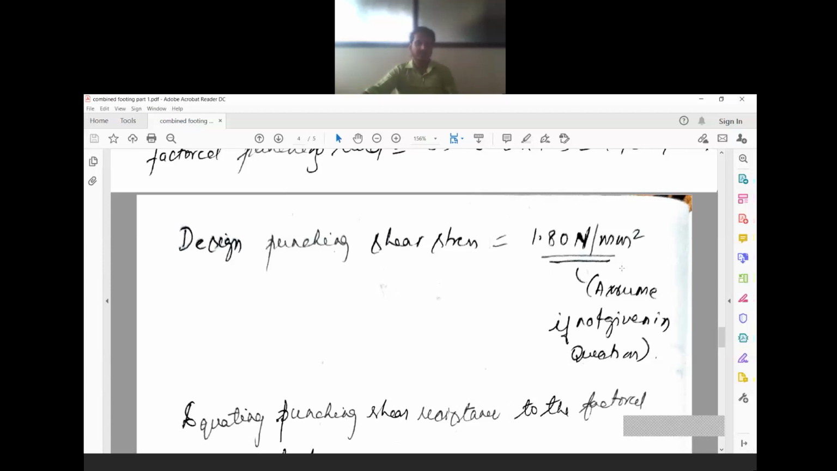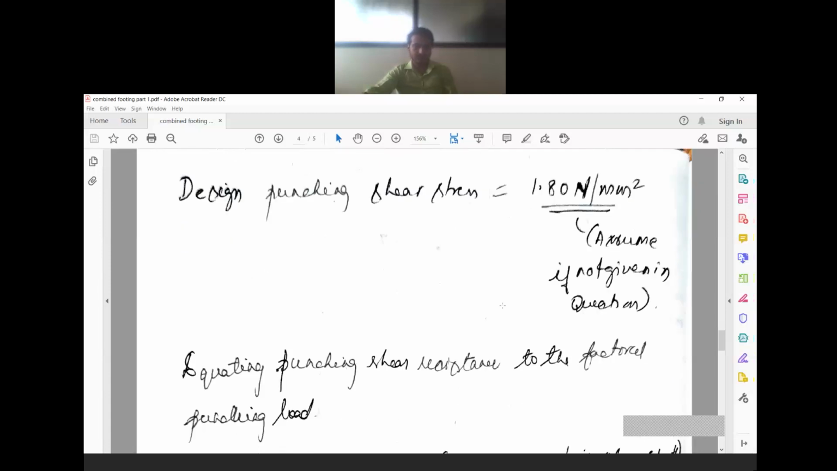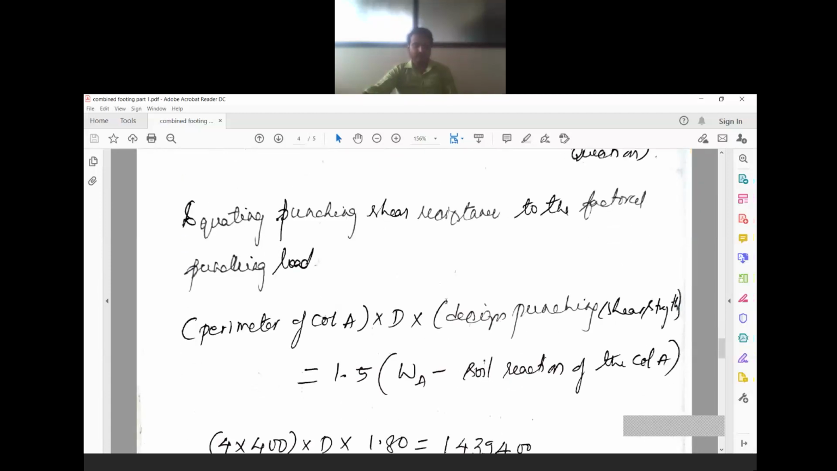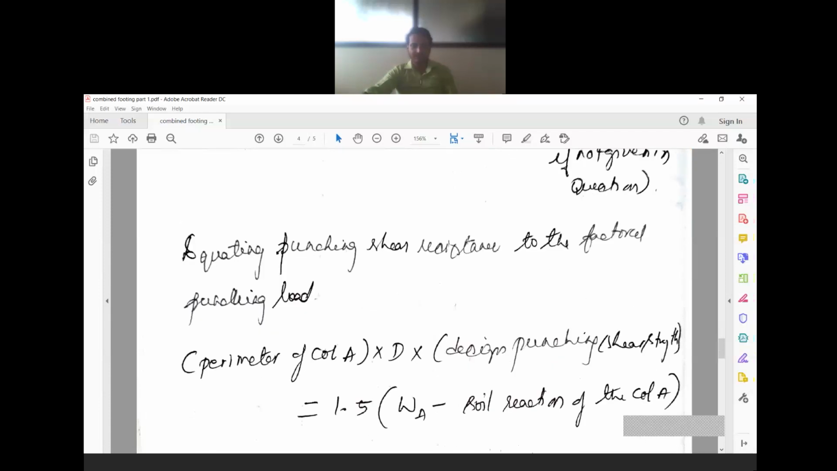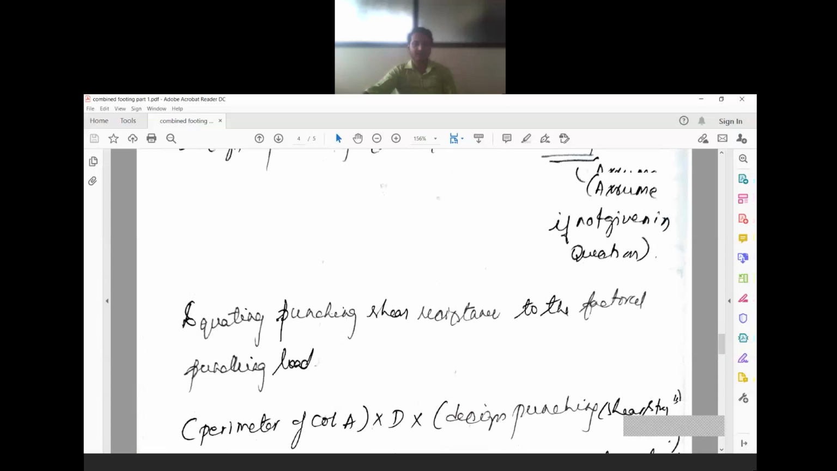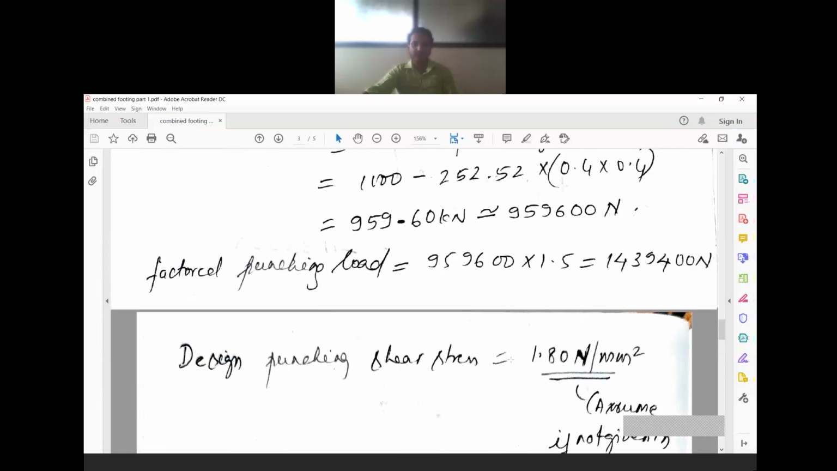This is based on the experience of the designers, so they are insisting us to assume 1.8 Newton per mm square. If they have not designed the punching shear stress, see here, equating punching shear resistance, that is design punching shear stress, punching shear resistance to the factored punching load. Now calculate the factored punching load. We have to equate this.